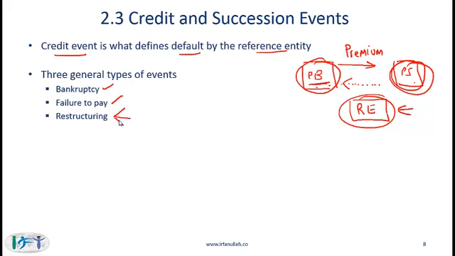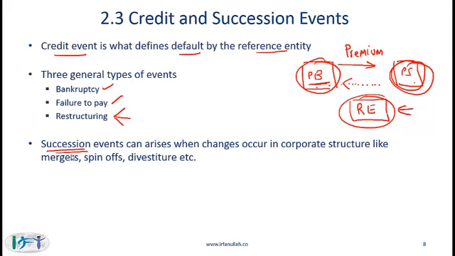Restructuring can take on several different forms, and I'll quote here from the curriculum. Restructuring refers to a number of possible events, including reduction or deferral of principal or interest, change in seniority or priority of an obligation, or change in the currency in which principal or interest is scheduled to be paid. And then here comes the most important point. To qualify as a credit event, the restructuring must be involuntary, meaning that it is forced on the borrower. So that is key. For restructuring to be considered a credit event, it needs to be involuntary.